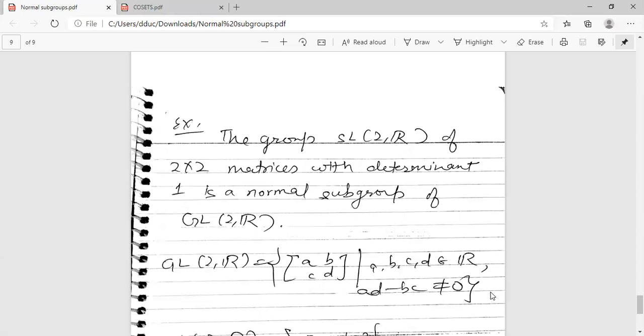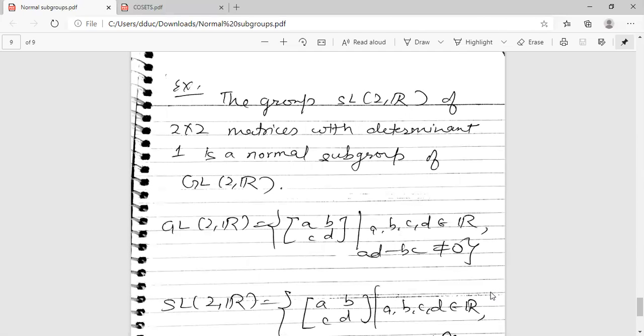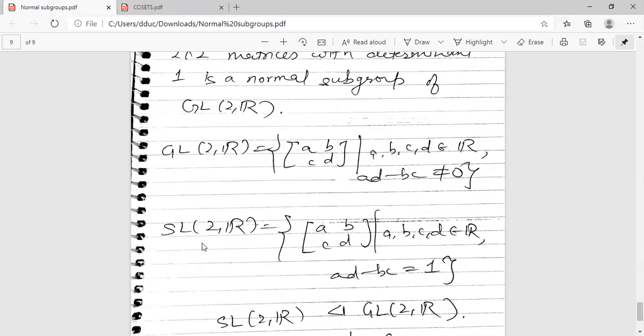Now here is another example. The group GL2R we have already seen in the initial lectures when we were talking about groups. When I defined the groups, there we defined the general linear group GL2R. That means the group of all 2 by 2 matrices with real entries and determinant non-zero. And the special linear group we have also seen, SL2R. SL2R is a subgroup of GL2R. And what was SL2R? SL2R was all the 2 by 2 matrices with real entries and determinant 1. Here the determinant was non-zero; here the determinant is 1. So this is a subgroup of GL2R.